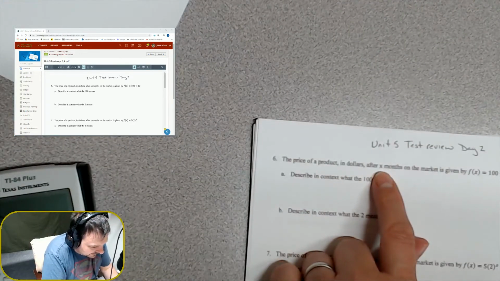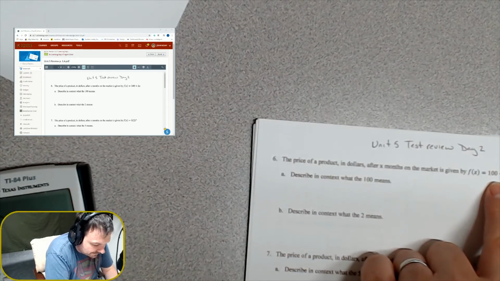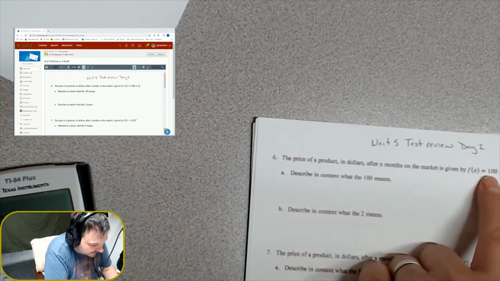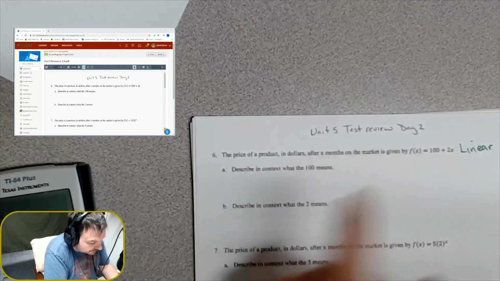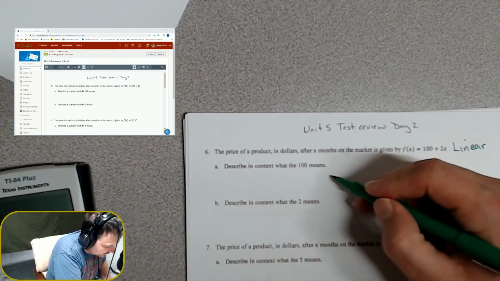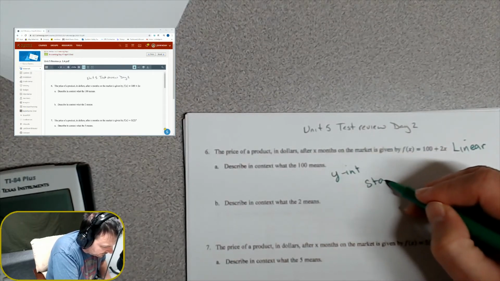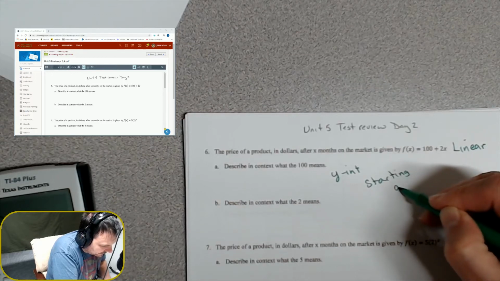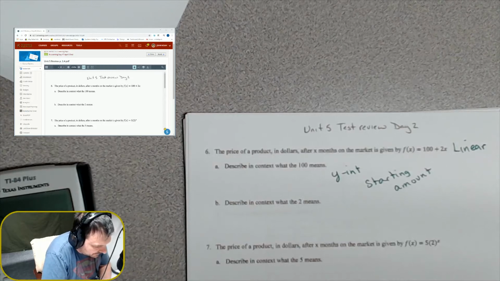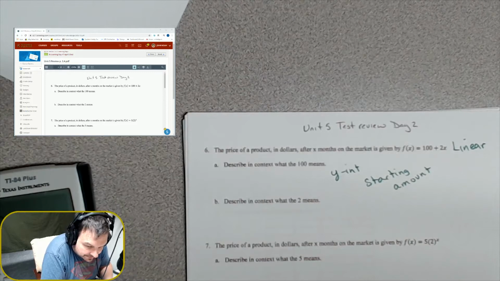Price in dollars after x months in the market is this. Oh, what is that? That's linear. Remember, you got to be able to tell the difference. There's linear. Okay, what's 100? Well, there's only two possibilities, the slope or the y-intercept for lines. 100 is the y-intercept, and so that is the starting amount. That's the starting amount. The price. How much did it start at? It started at 100. The y-intercept when time is 0.